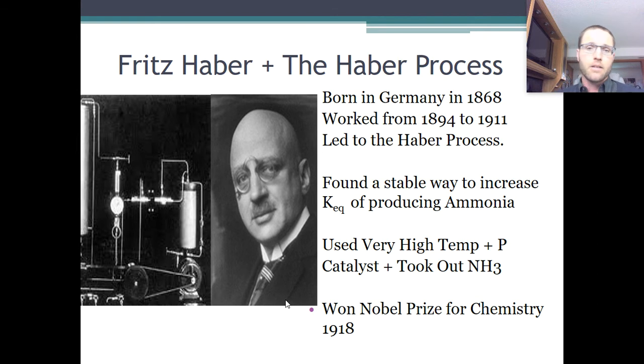And he figures out this thing called the Haber process where he found a way to increase the KEQ and produce more ammonia. And he did it by using a bunch of Le Chatelier's tricks. He used high temperature, high pressure, a catalyst, and he took out the ammonia. And for that, he won the Nobel Prize for Chemistry in 1918. Ironic year. 1918. I wonder what was going on then.